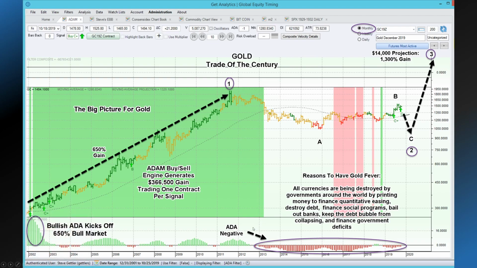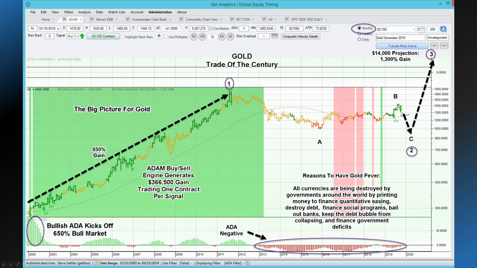We're going to start with the big picture in gold. This is a monthly chart that we're looking at. This is a logarithmic chart, so the moves at smaller levels equal the moves up at higher levels in terms of percentages. So you can see the move in much clearer detail, especially at the lower levels.